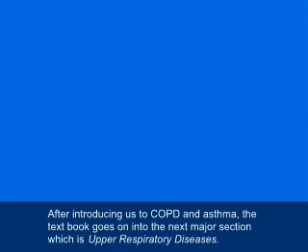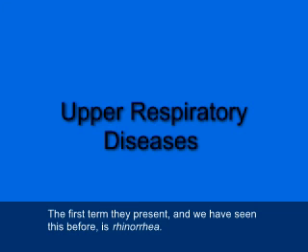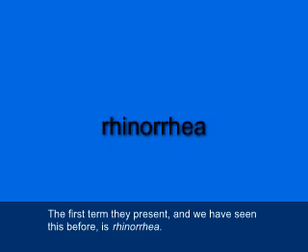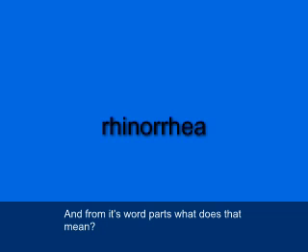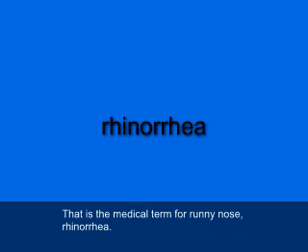After introducing us to COPD and asthma, the textbook goes on into the next major section, which is upper respiratory diseases. The first term they present, and we've seen this before, is rhinorrhea. And from its word parts, what does that mean? Well, I hope you remember that means a discharge from the nose. There's something running out of the nose, and that's just the medical term for a runny nose, rhinorrhea.